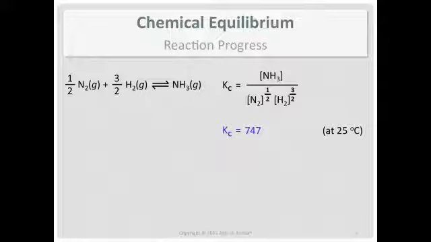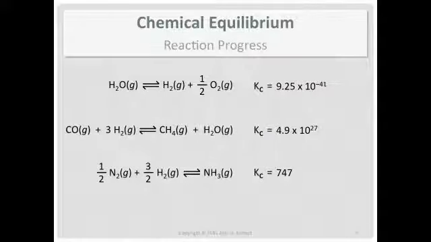What do these three values tell us? Well, the top one, that was 10 to the minus 41st. And that was a really small number. Okay, so from a really small number, what we can get from it is that at equilibrium, it's mainly reactants. In other words, the reaction doesn't progress very far at all.